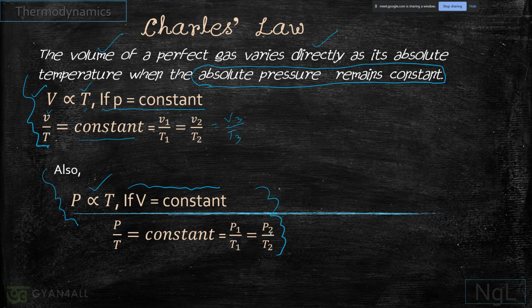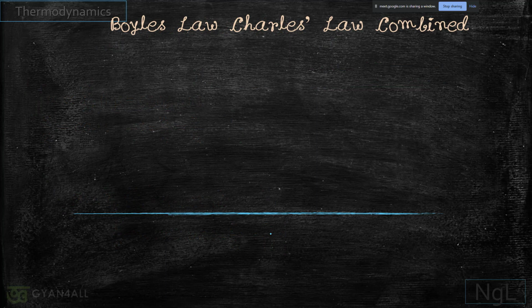So the law can be stated for a constant temperature as well as constant pressure as well as for constant volume. If volume is constant, the relation is of P with T. If pressure is constant, then the relation of V with T. That is the law. And based on these two laws, we can combine both the laws, Boyle's law and Charles's law.